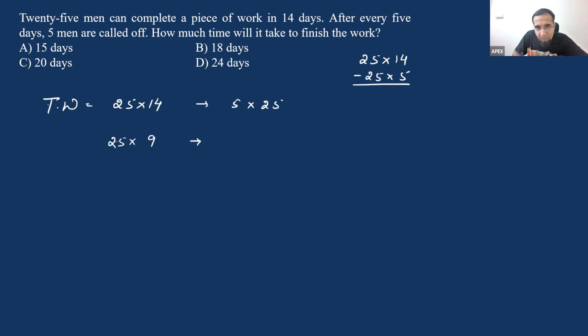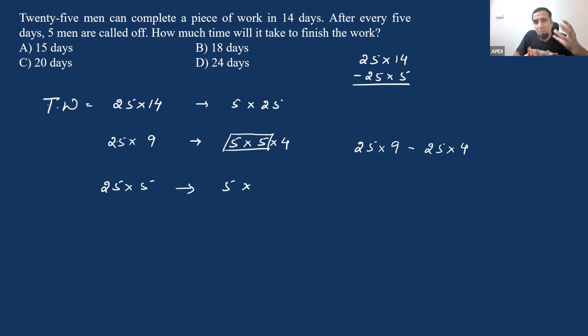Now, for the next 5 days, 20 people work. Let me smartly write this as 5 into 4. Now, can I consider this as 25 into 4? So I had 25 into 9. From 25 into 9, 25 into 4 was considered. So 25 into 9 minus 25 into 4 will give me how much? 25 into 5. That means after 10 days, 25 into 5 work was left.